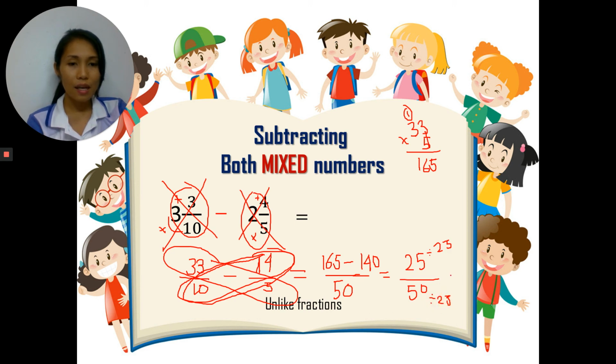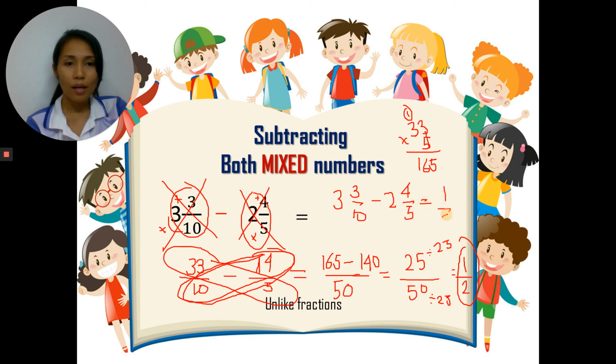Okay, let's see how much we get. 25 divided by 25 is 1. 50 divided by 25 is 2. So our final answer is 1/2. That means 3 and 3/10 minus 2 and 4/5 is equal to 1/2. All right.